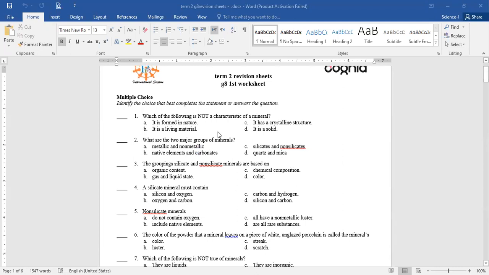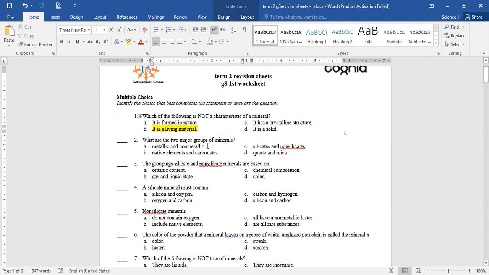Which of the following is not a characteristic of a mineral? So who could answer the question? Yes, Ali? B. B, it's a living material. Of course, a mineral is not a living material. So we said that a mineral is solid, inorganic. Inorganic means it's not formed in a living organism. And also it is naturally produced and has a certain chemical composition and crystalline structure.